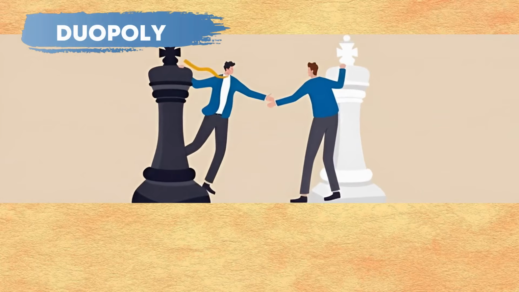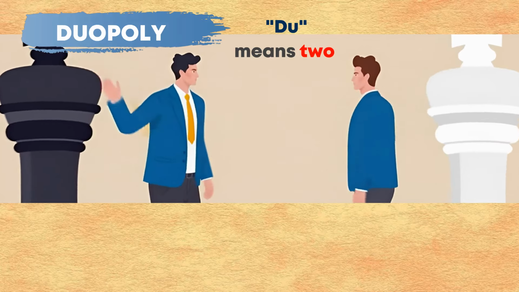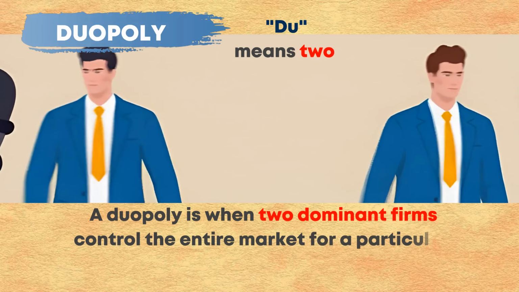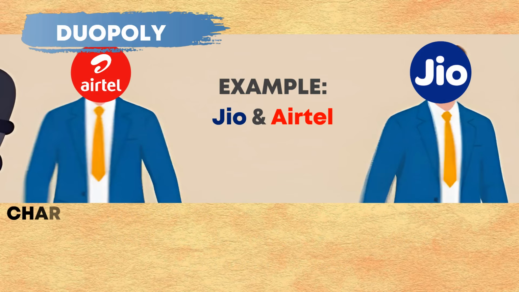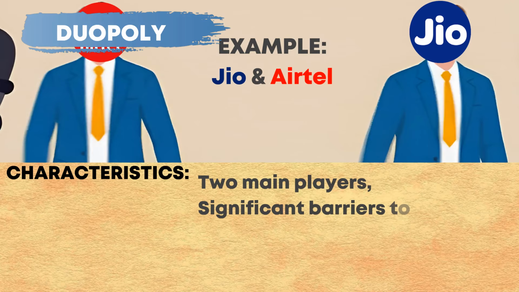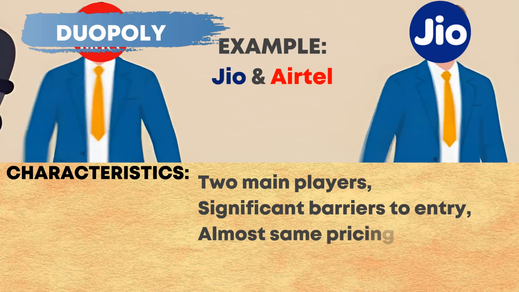Next, we have the duopoly. Du means two, so you guessed it. A duopoly is when two dominant firms control the entire market for a particular product or service. Characteristics: two main players, significant barriers to entry, and these two companies often watch each other very closely when it comes to pricing and strategy. They might even engage in some intense competition.